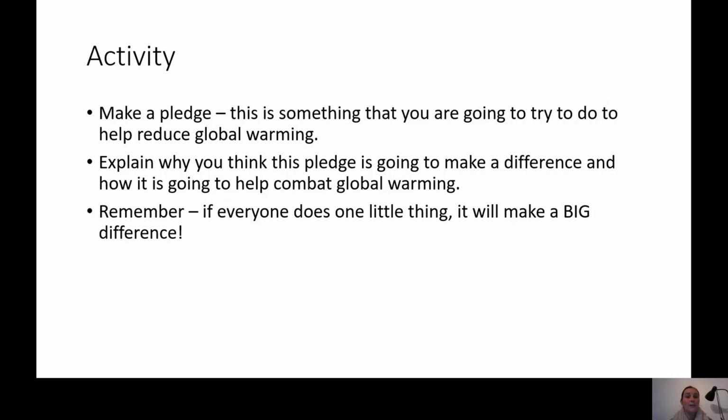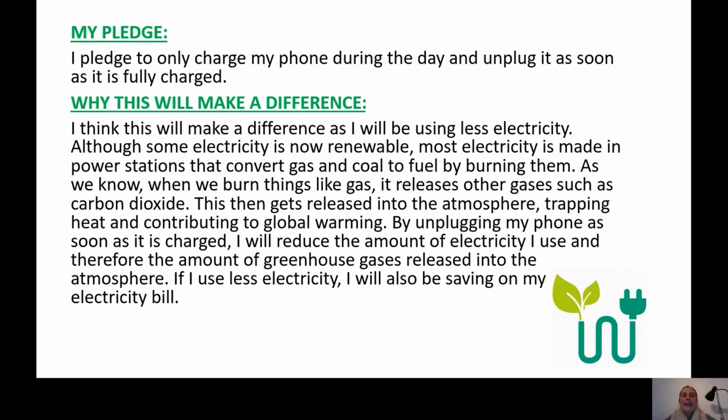So this is what I am going to pledge. I pledge to only charge my phone during the day and unplug it as soon as it is fully charged. Lots of people charge their phone at night, but that means your phone could be charging for 8, 9, 10 hours a day when it actually doesn't need it. Most phones and devices can be charged within an hour or two. So what I'm going to do is only charge my phone during the day, and as soon as I see it's on 100%, I'm going to unplug it and switch off my charger.